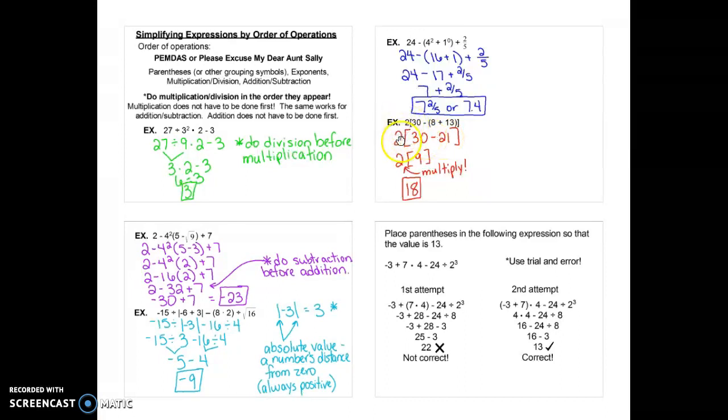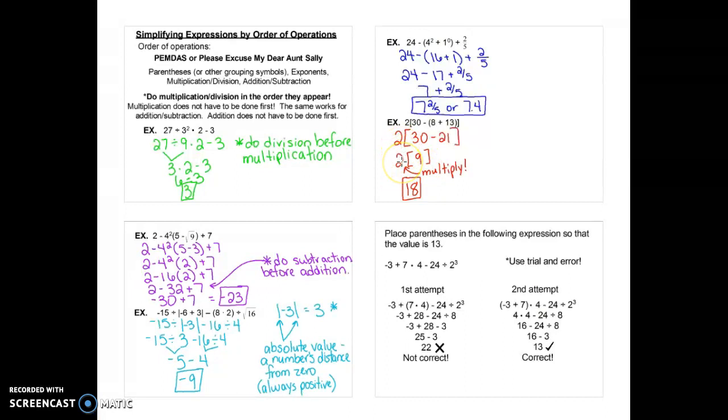Everything else needs to get carried down to the next step. So the 2 gets carried down, the 30, and the subtraction symbol gets carried down. Now I still have grouping symbols here. These brackets need to get taken care of next. So inside of there is now 30 minus 21. 30 minus 21 becomes a 9.